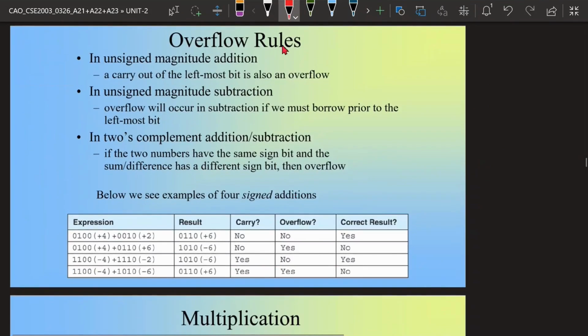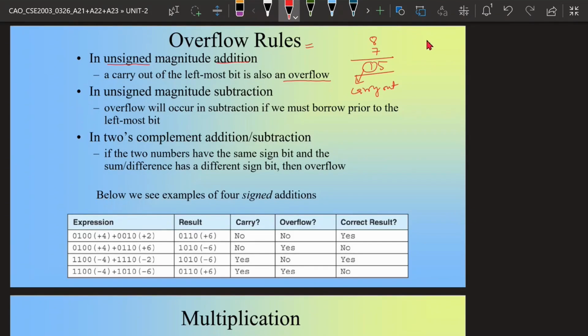In case of overflow rules, for unsigned numbers, when we do the addition, a carry out of the leftmost bit is also an overflow. That means if 8 and 7 are added, the result is 15, which produces a carry out. In this case, we say it is an overflow because 15 cannot be represented by one digit.